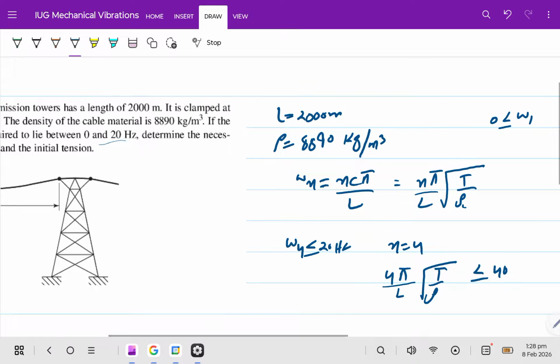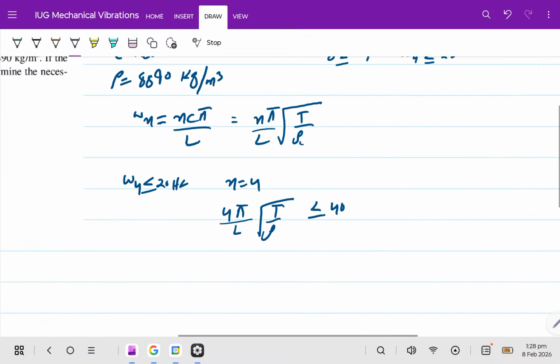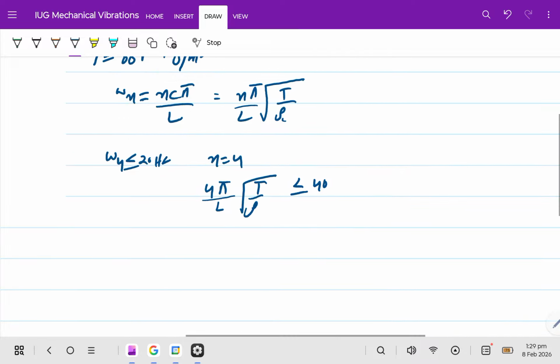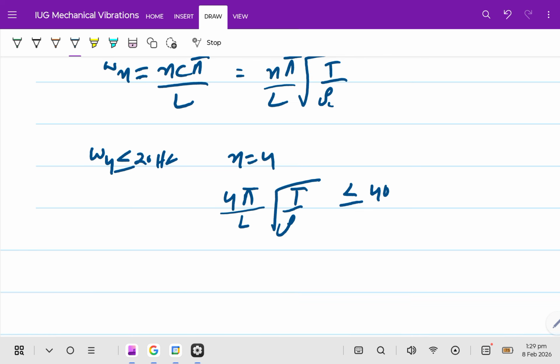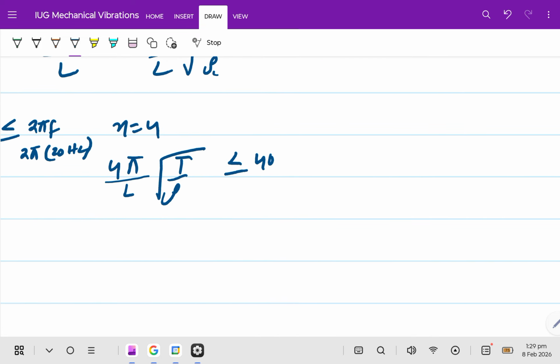What it says, lie between. So basically this frequency is equal to, not pi radians, that's radians. If it's in hertz, it will be 2 pi f, so it will be 2 pi into 20 hertz. So it should be less than 40 pi.